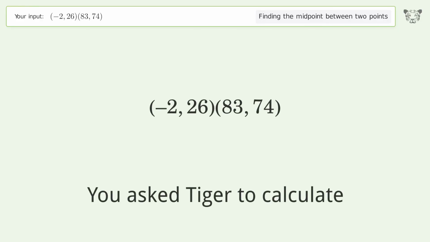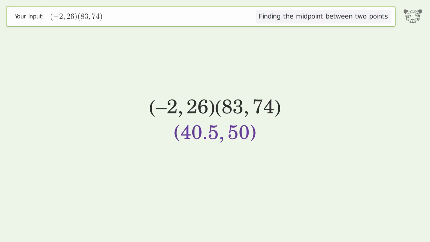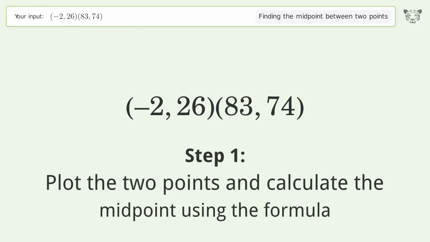You ask Tiger to calculate. This deals with finding the midpoint between 2 points. The midpoint between the 2 points is 40.5, 50. Let's solve it step by step. Plot the 2 points and calculate the midpoint using the formula.